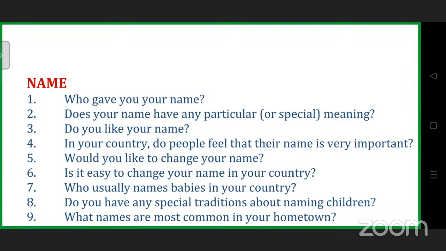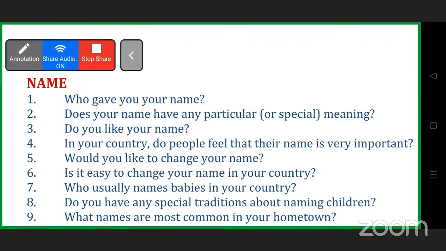Okay. And do you like your name? Obviously, here we are clear about whether I like my name or not. You have to depict it accordingly yourself. If you don't like your name, then you should have the reason. And if you like your name, you should again have the reason.